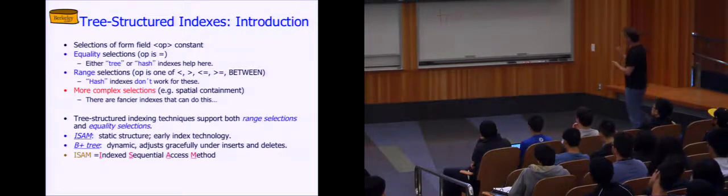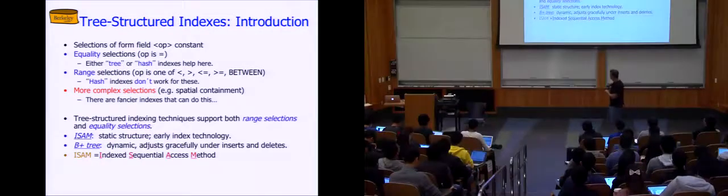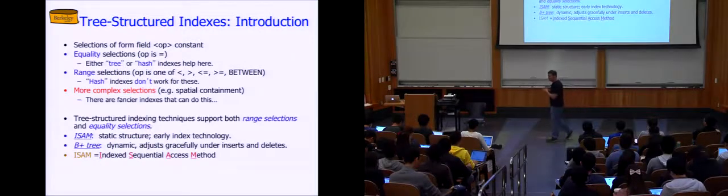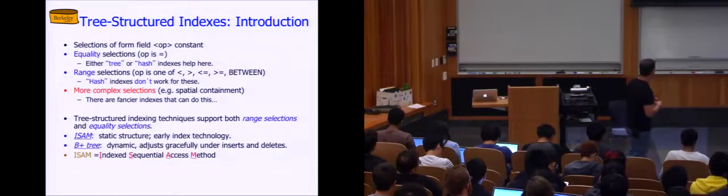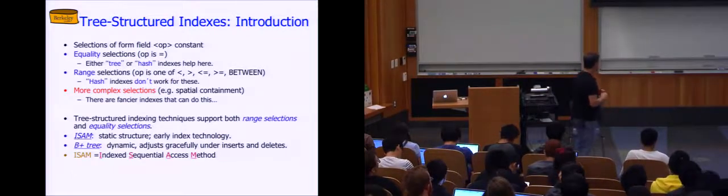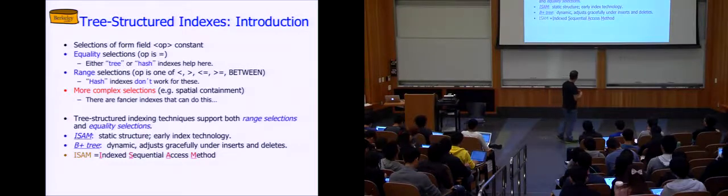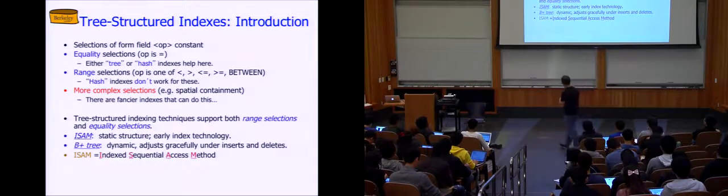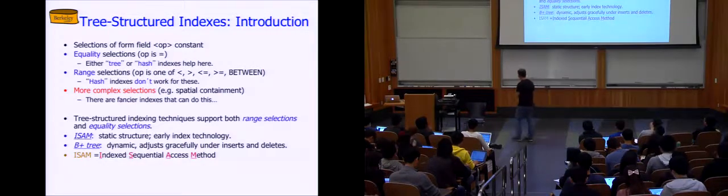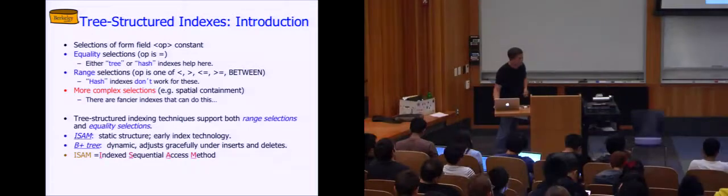Tree-structured indexing techniques support range and equality selections, and we're going to look at two techniques today. The first, ISAM, is of historical interest, and the only reason to teach it is that it's a nice warm-up to what we really want to learn, which is B+ trees. ISAM is an old IBM mainframe data structure. It stands for the Indexed Sequential Access Method, and you will see why it's called that when we look at the structure, which is both indexed and sequential.